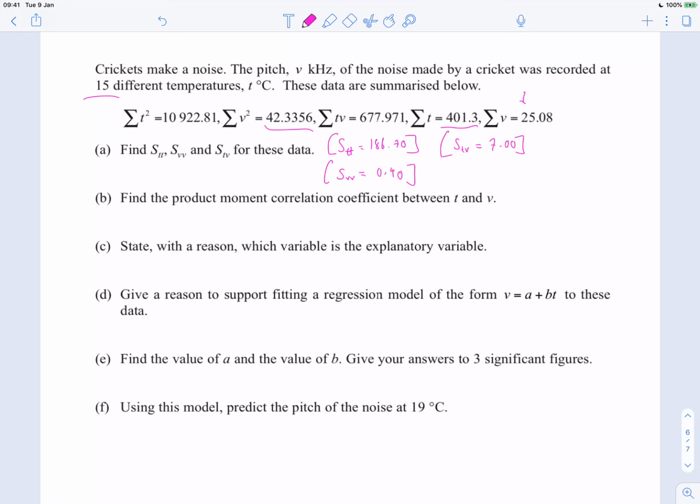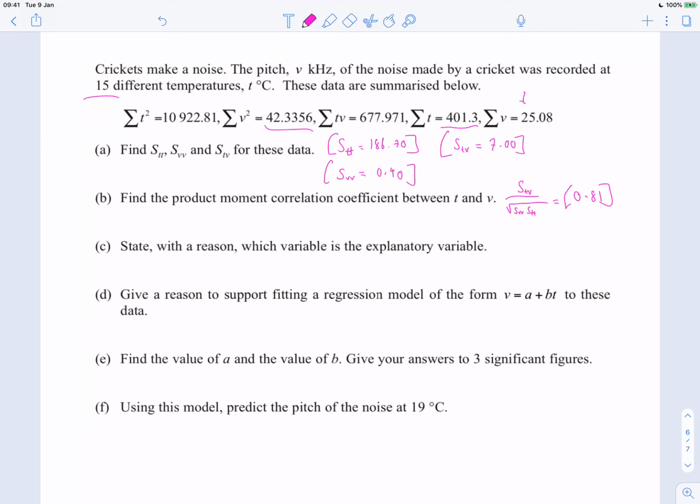Okay, find the product moment correlation coefficient between T and V. Well, that is just going to be STV over the square root of SVV times STT. I know all that stuff already. So 7.00 over the square root of 186.70 times 0.4. So that is going to be 0.81 to two decimal places, which is a fairly strong positive correlation.